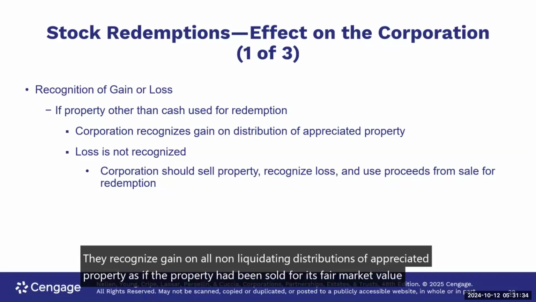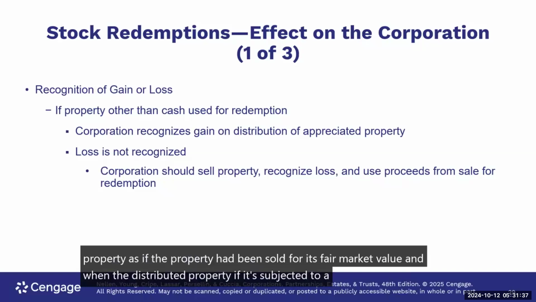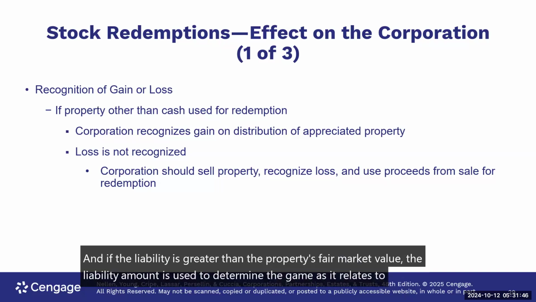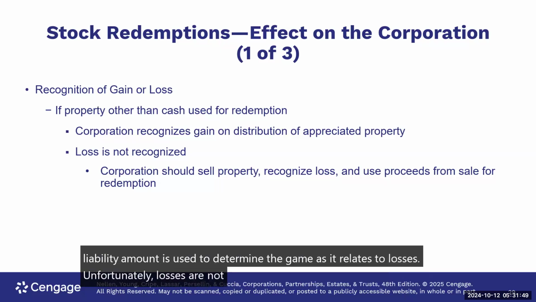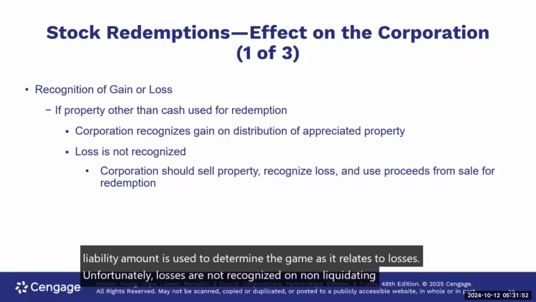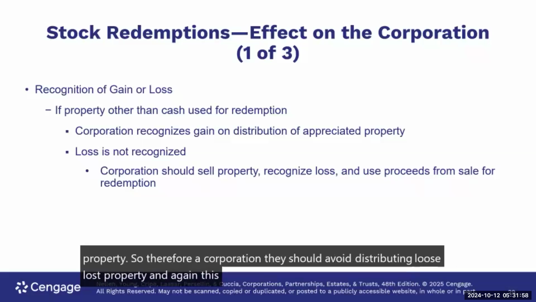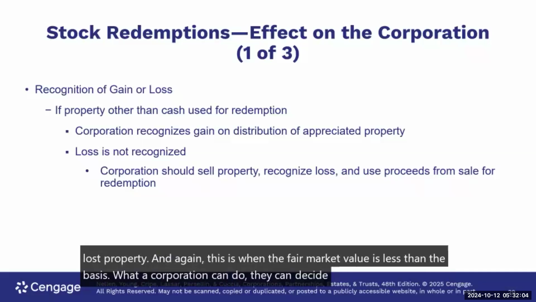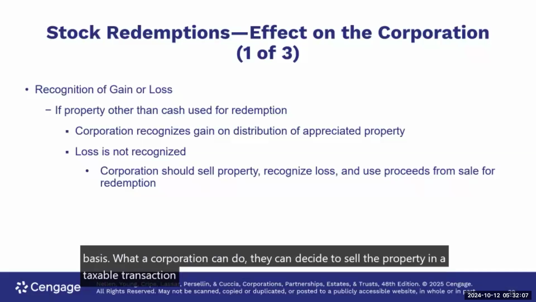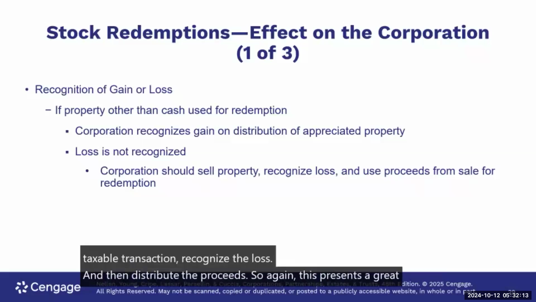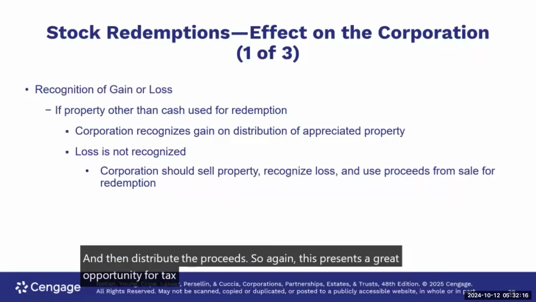And when the distributed property is subject to a corporate liability, and if the liability is greater than the property's fair market value, the liability amount is used to determine the gain. As it relates to losses, unfortunately, losses are not recognized on non-liquidating distributions of property. So therefore, a corporation should avoid distributing loss property. And again, this is when the fair market value is less than the basis. What a corporation can do is decide to sell the property in a taxable transaction, recognize the loss, and then distribute the proceeds. So again, this presents a great opportunity for tax planning when there is stock redemption for a corporation.